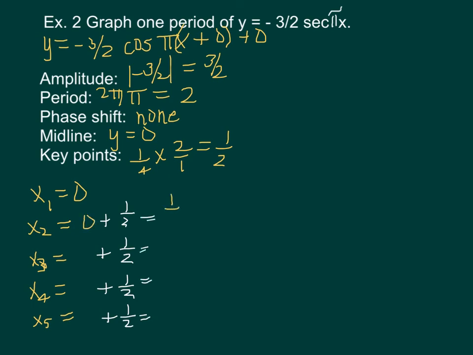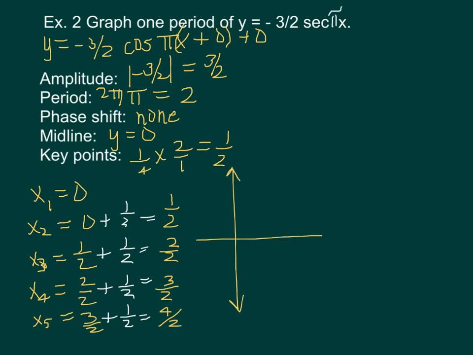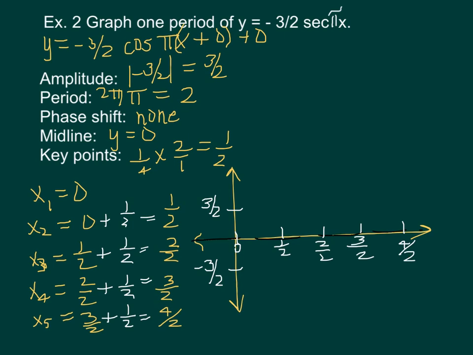So 0 plus 1/2 is 1/2. 1/2 plus 1/2 is 2/2. 2/2 plus 1/2 is 3/2. 3/2 plus 1/2 is 4/2. So your midline is at 0. And your amplitude is 3/2, which is your max, and -3/2, which is your min. So our x values are 0, 1/2, 2/2, 3/2, and 4/2.